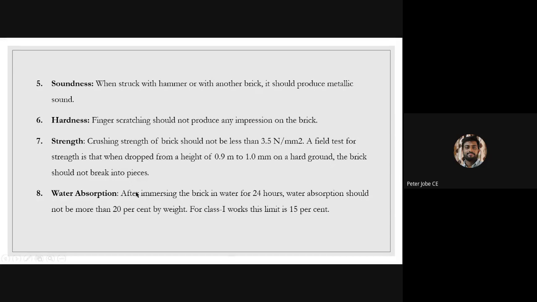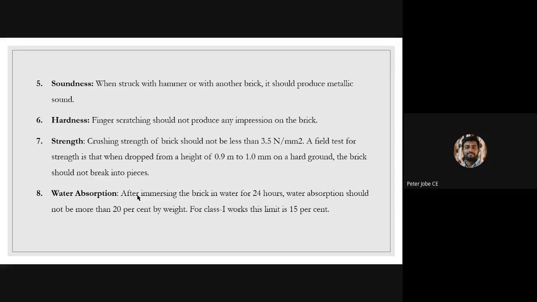And you can see I was talking about water absorption earlier. Water absorption means the brick can absorb moisture from the atmosphere. If you want to test water absorption, we immerse the brick in water for 24 hours, and the water absorption should not be more than 20% by weight. That means if the weight of a single brick is 1 kilogram, and we immerse that brick in water for 24 hours, then take it out and measure the weight again, the weight of the brick should not go beyond 1.2 kilogram. That means the percentage weight of water absorption should not be more than 20%.